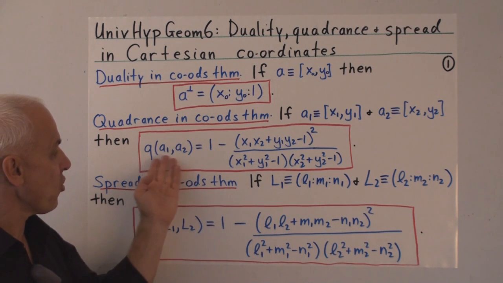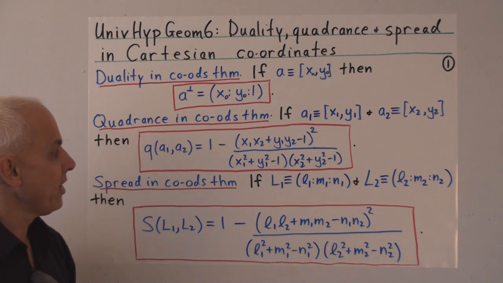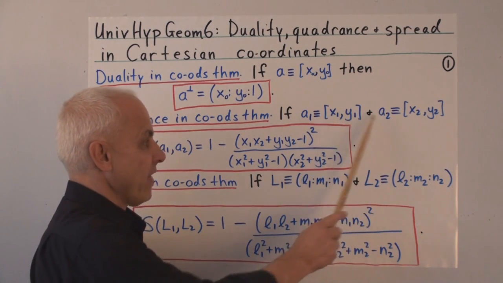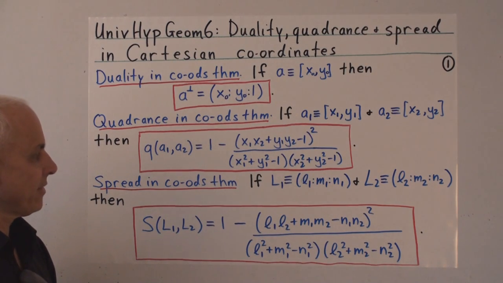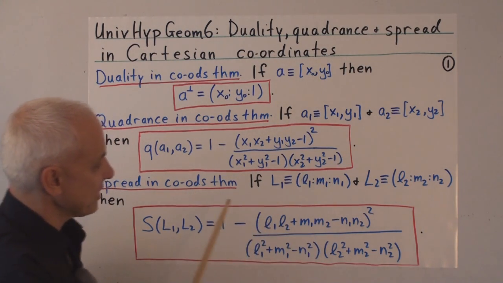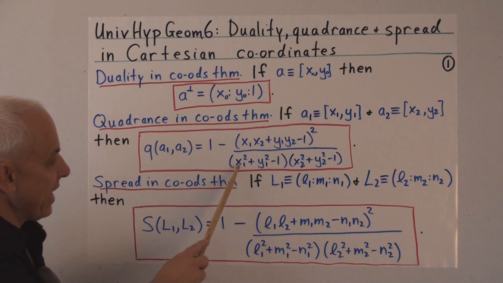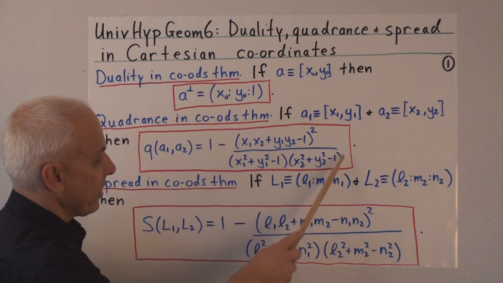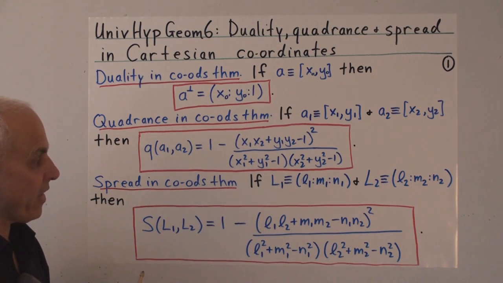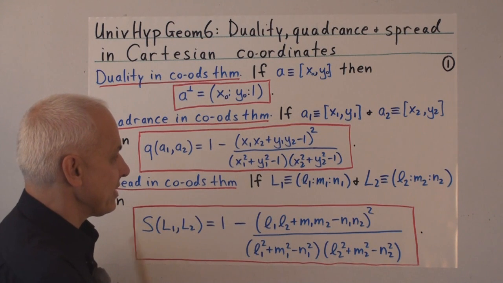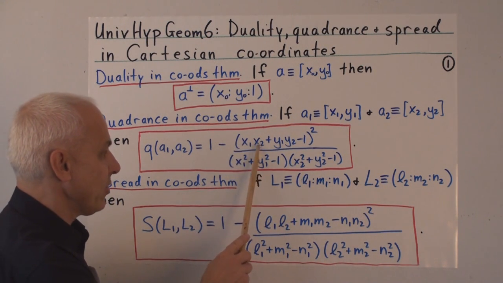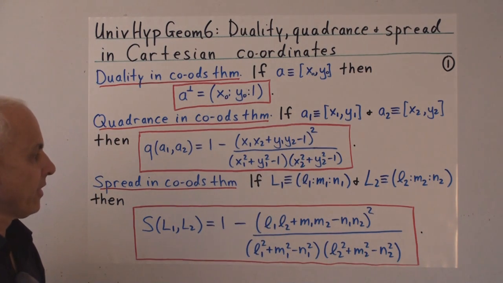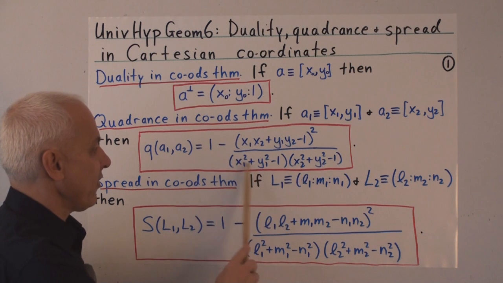And now here is a formula for the quadrance between two points a1, a2 in terms of the coordinates x1, y1 and x2, y2 of a1 and a2 respectively. It's quite a pleasant formula. It involves the same kind of term, x1 squared plus y1 squared minus 1, that pattern repeated there with x2 squared plus y2 squared minus 1. And the numerator is something like it, except that it's x1 times x2 plus y1 times y2 minus 1, and it's all squared. So the quadrance is 1 minus this fraction.